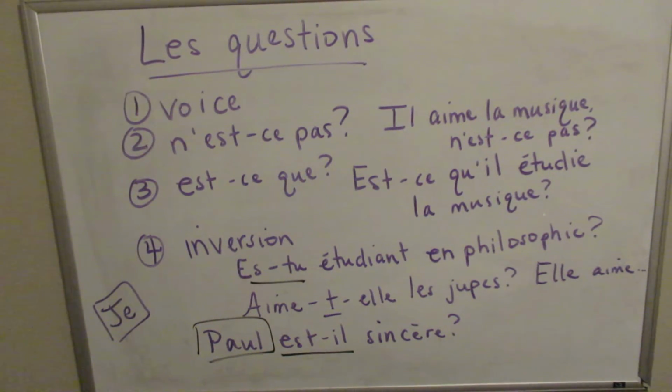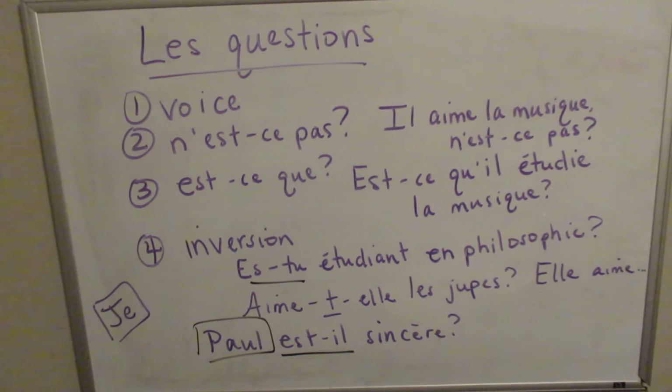You would keep that E because tu begins with a T, which is a consonant. So, est-ce qu'il étudie la musique? Now I've asked a question using est-ce que. So, n'est-ce pas, number 2 goes at the end. Est-ce que, number 3 goes at the beginning of your question.